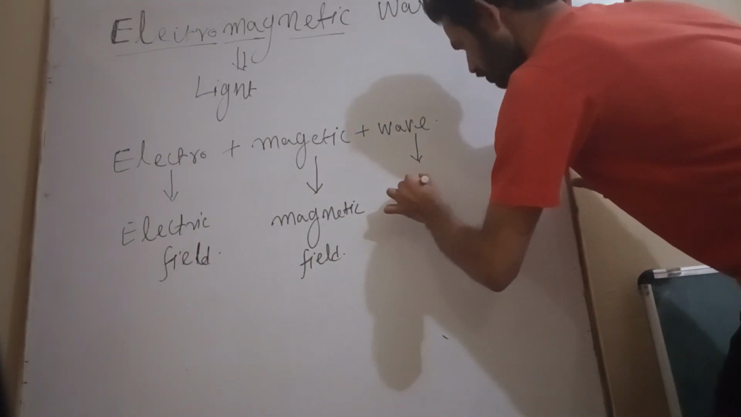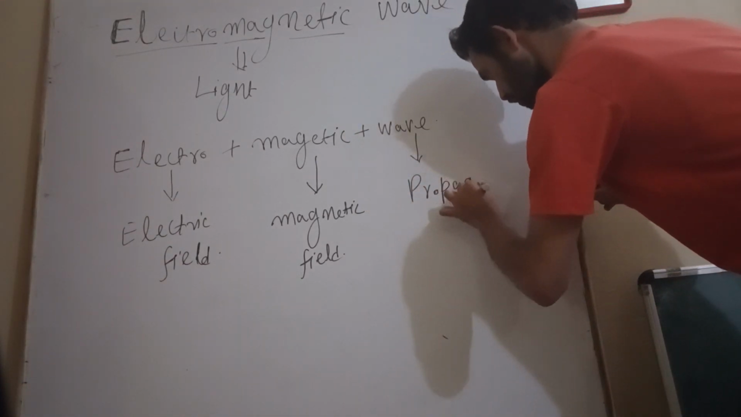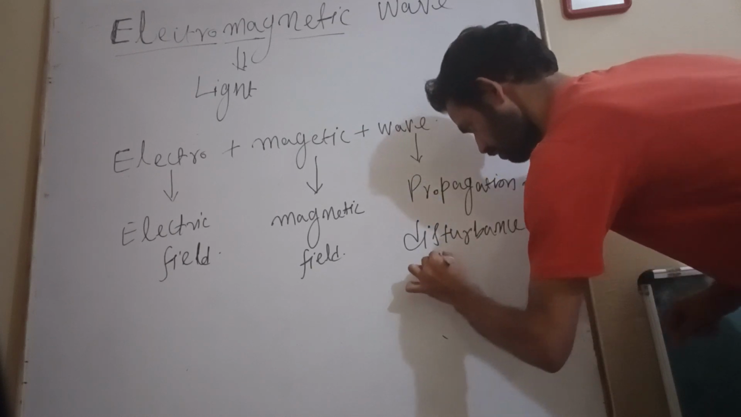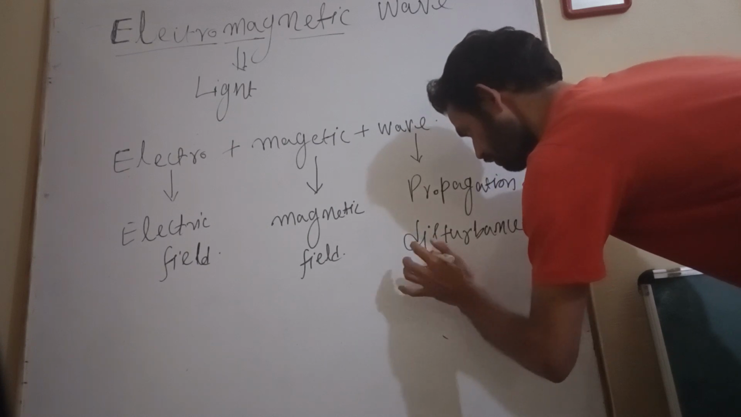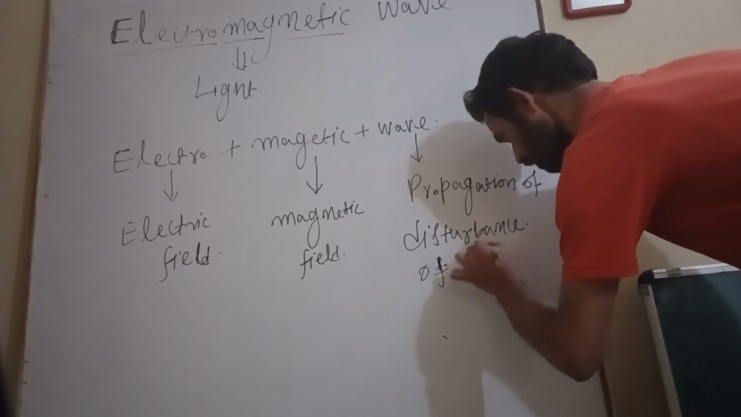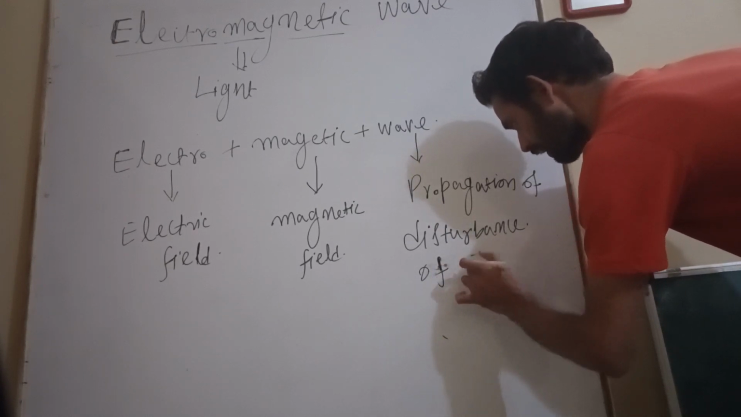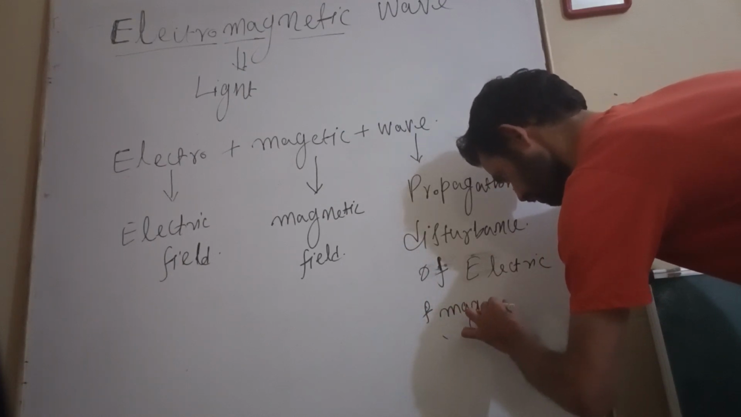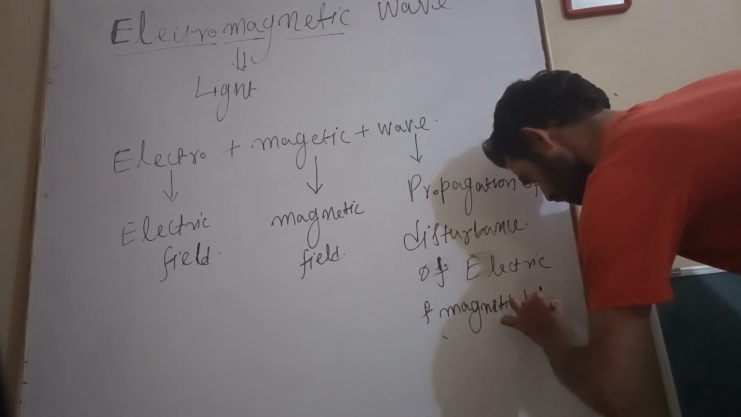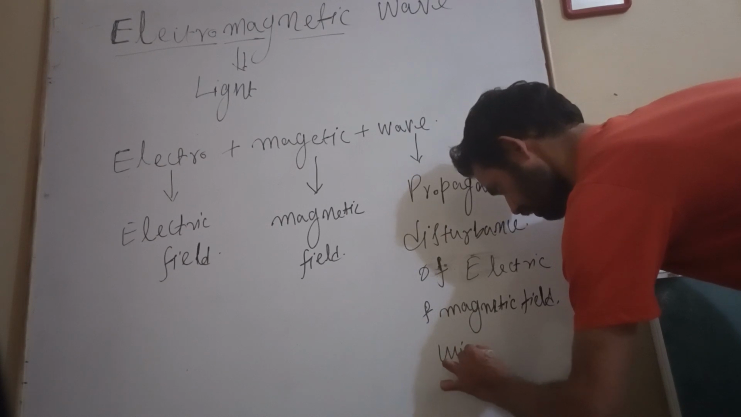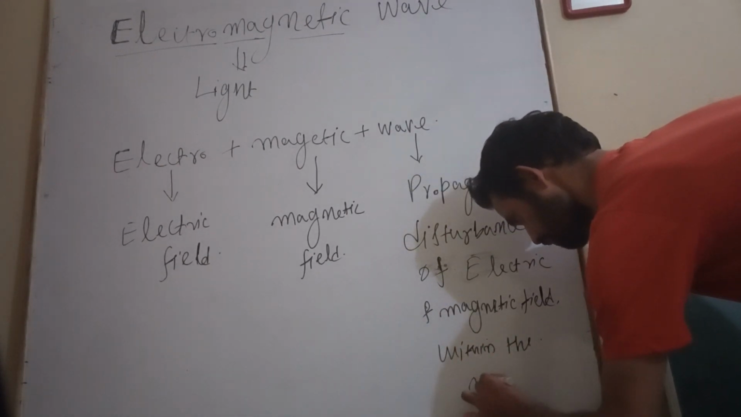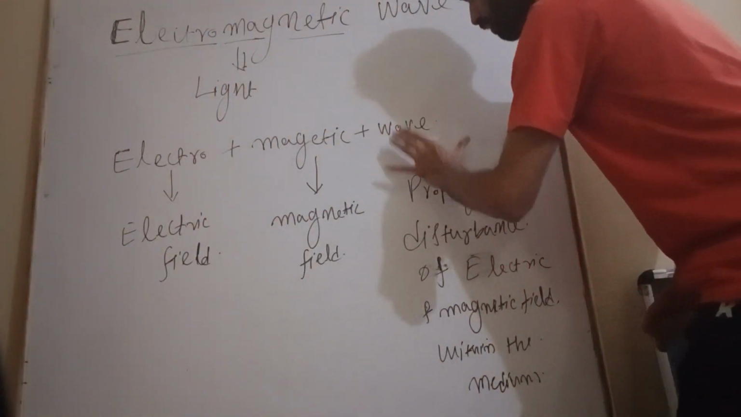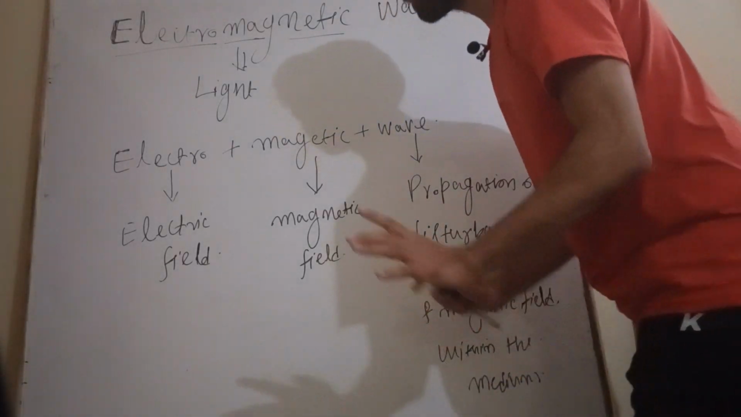Wave is nothing but propagation of disturbance. Disturbance of what? Disturbance of the electric and magnetic field within the medium. So electro means electric field, magnetic means magnetic field, and wave means propagation of disturbance of the electric and magnetic field within the medium.